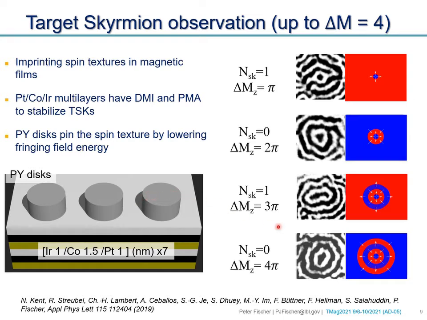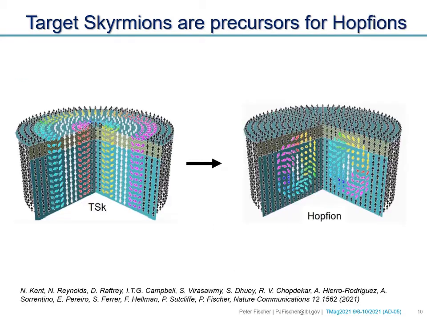We were able to observe up to 4 of those rotations, and this is what we then demonstrated, that these are really target skyrmions up to a 4 pi rotation. So from that research, we knew we were able to fabricate target skyrmions, and this was of course the next step: how do we bring them into a Hopfion texture?